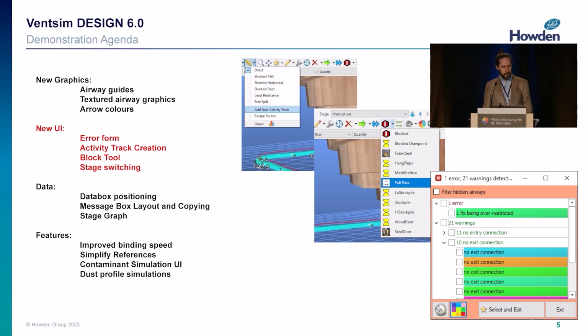So now it's part of the measuring tool. I can come here, there's a new measuring tool here, add new activity track. So I'll click on the top of this decline, go all the way down to the bottom, and when I'm ready, I can just click here. That's going to create a new activity track for me with all the airways on it.